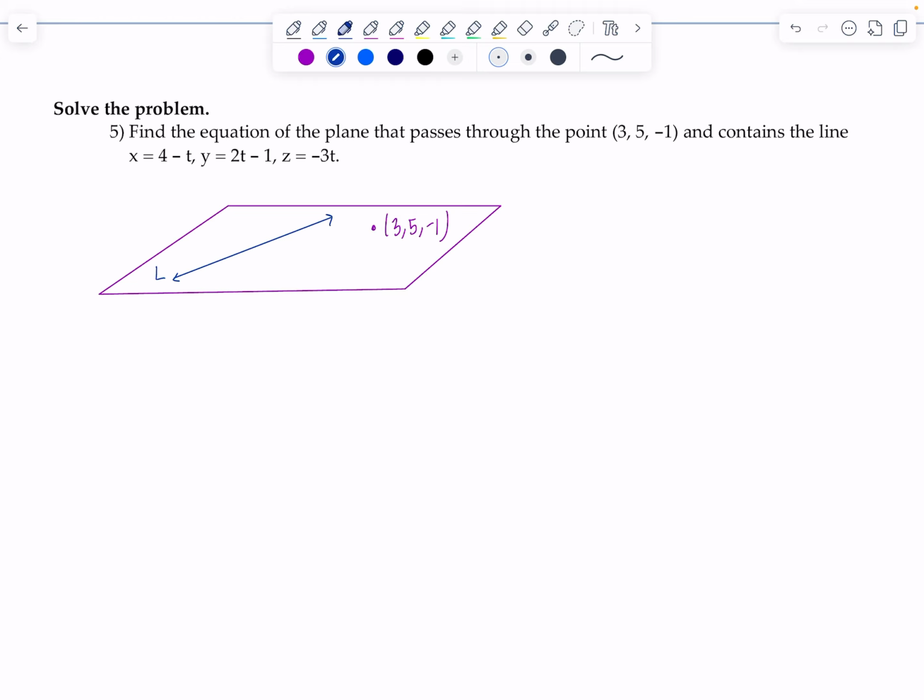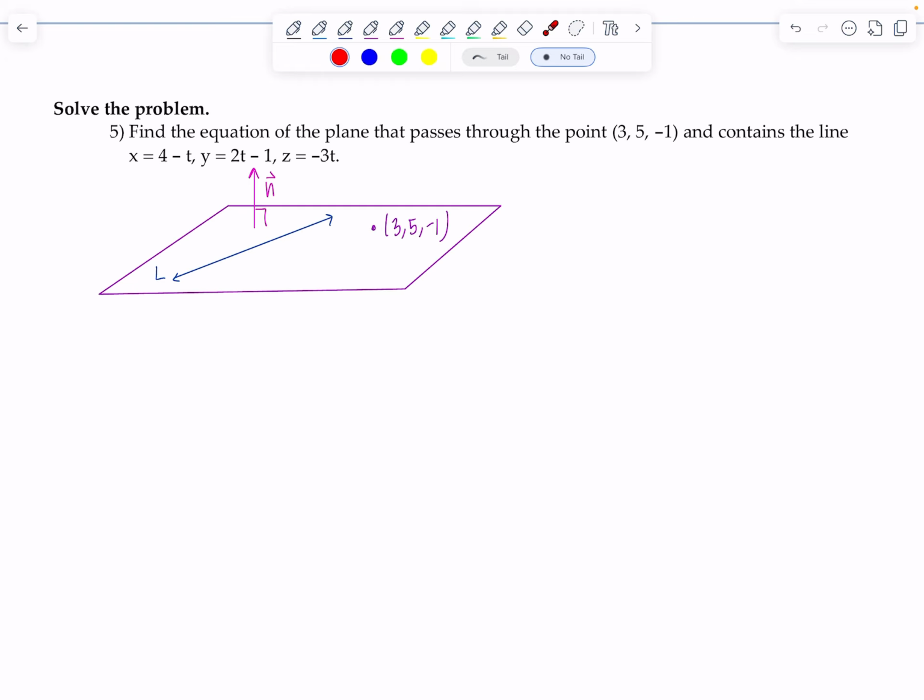So think to yourself, what do I need again when I write the equation of a plane? I need a vector normal to the plane, okay? So how do I get a vector normal to the plane? Well, if I have two vectors in the plane, I can cross them and find a vector normal to the plane. Do I have two vectors in the plane?